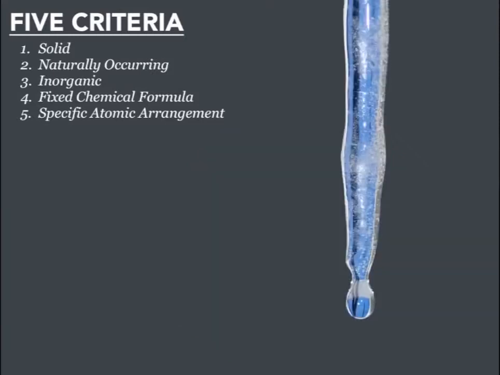Well, what about ice? This is an interesting one. Let's go through our criteria. Is ice solid? Yes. And it does exist as a solid on at least some parts of the Earth, the poles specifically, and high up in mountains, you get water that exists naturally as a solid. So that's fine. Is it naturally occurring? Of course. There's quite a bit of ice naturally existing on Earth. It is not an organic material. It is not living. It never was living, and is not made by living things. It does have a fixed chemical formula, H2O, and it does have a specific atomic arrangement.